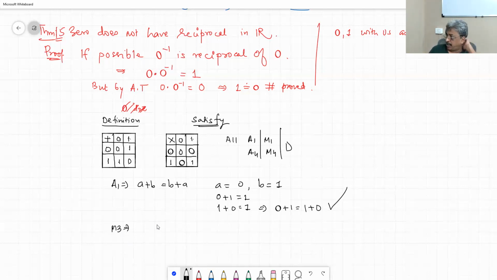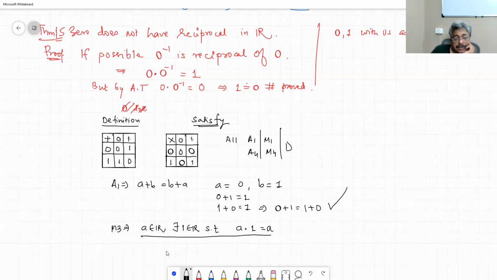Let us say M3, if I want to. For M3, what do we need? It is the multiplicative identity. Let A belong to R. There exists a multiplicative identity 1 belonging to R such that A into 1 is equal to A. Okay, this is our M3.